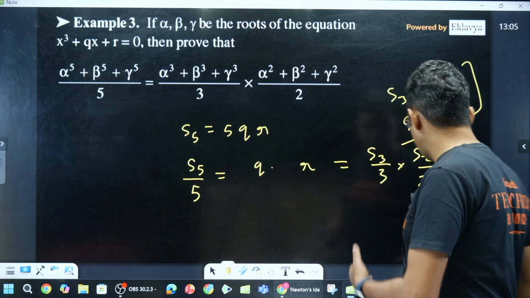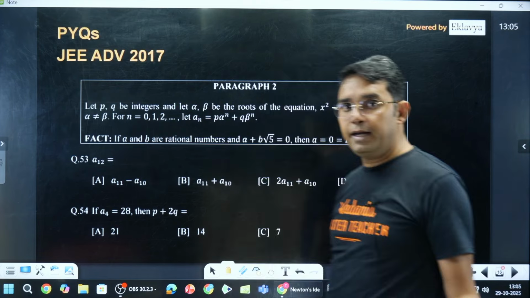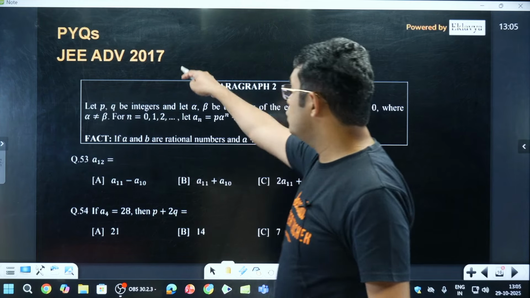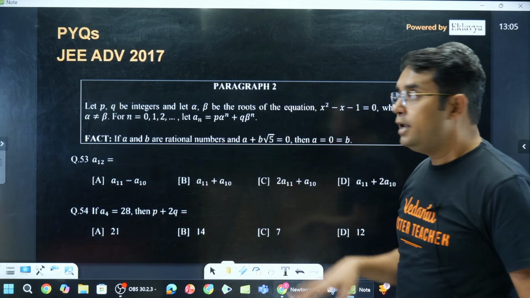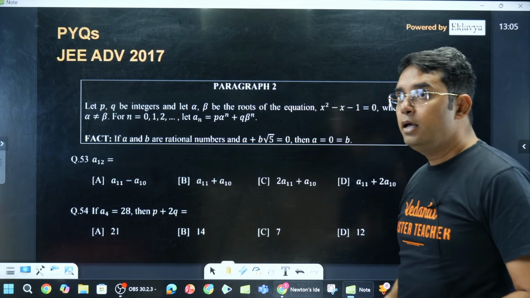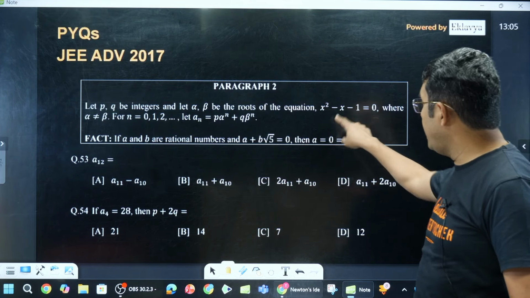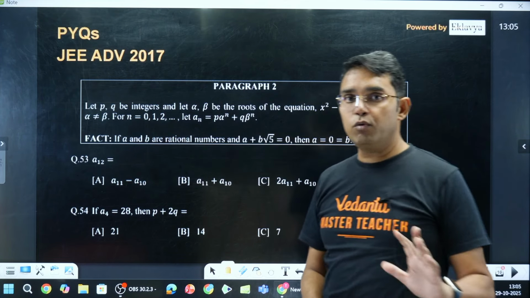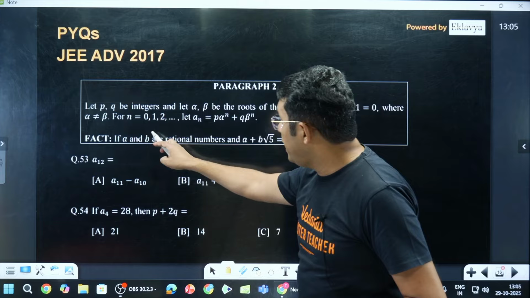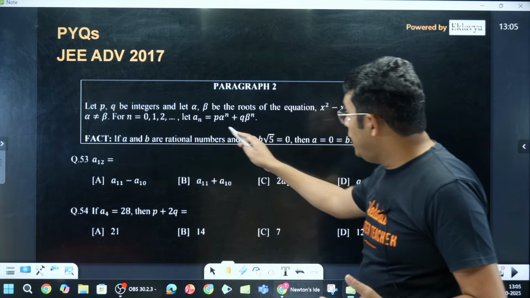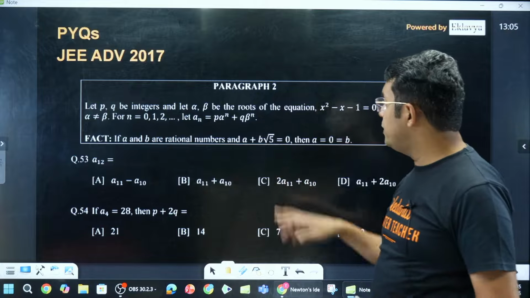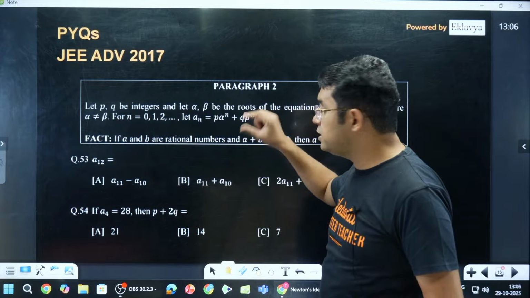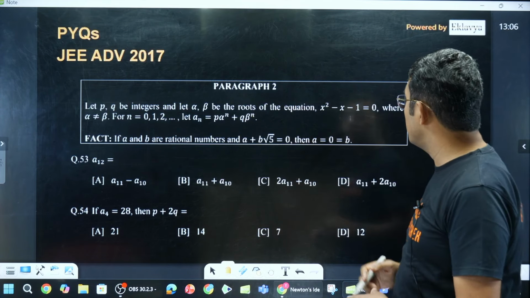Now let us try to use Newton's identities in a few previous year JEE Advanced questions. I think this is a 2017 question. It says let P and Q be integers, alpha and beta are the roots of the equation x square minus x minus 1 equal to 0, where alpha is not equal to beta, and n is equal to 0, 1, 2. An is equal to P into alpha to the n plus Q into beta to the n. So you can see the same expression, the same sequence they are talking about, which I was also talking about.